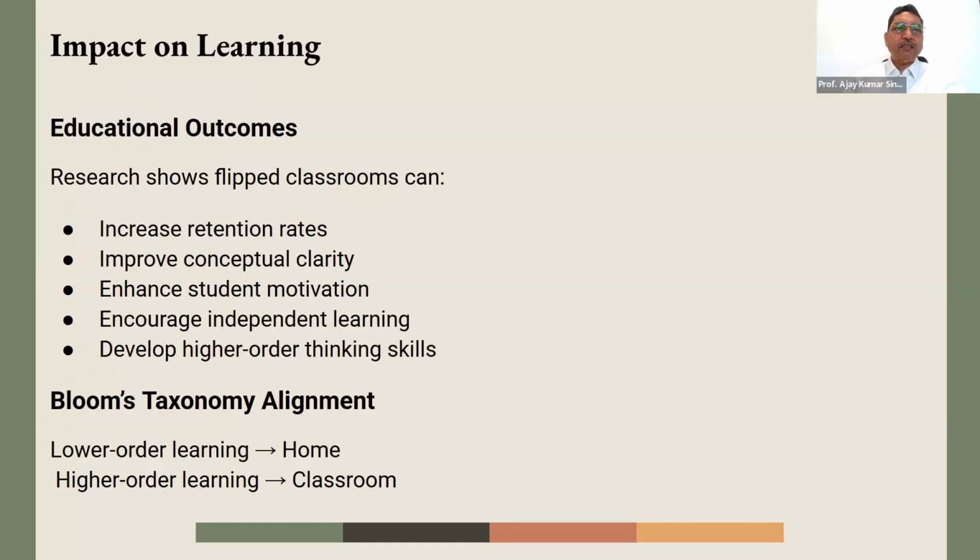So what is the impact on learning? Educational outcomes, if we see, because NEP 2020 also talks about outcome-based education, OBE, like program-based outcomes. What are the learning outcomes of a particular course? Program-specific outcomes, like that. So it quantifies how much are the outcomes. So research shows the flipped classroom can increase retention rates, improve conceptual clarity, enhance student motivation, encourage independent learning, and develop higher order thinking skills.